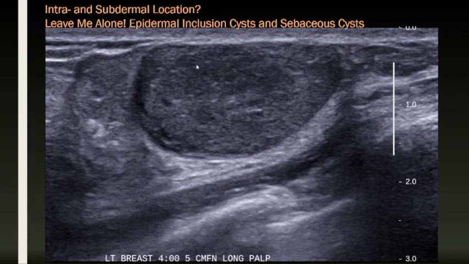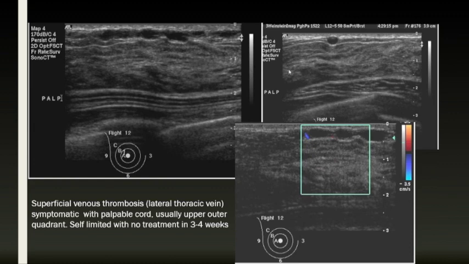Here's another leave me alone lesion. This is an epidermal inclusion, and these are just beneath the skin, subdermal, and sebaceous cysts. If you needle those to remove the contents, there will be an extrusion of material, which is very irritating and may cause abscess formation. If this is something that bothers the patient, it can be excised surgically along with the capsule. So those are not for us to do.